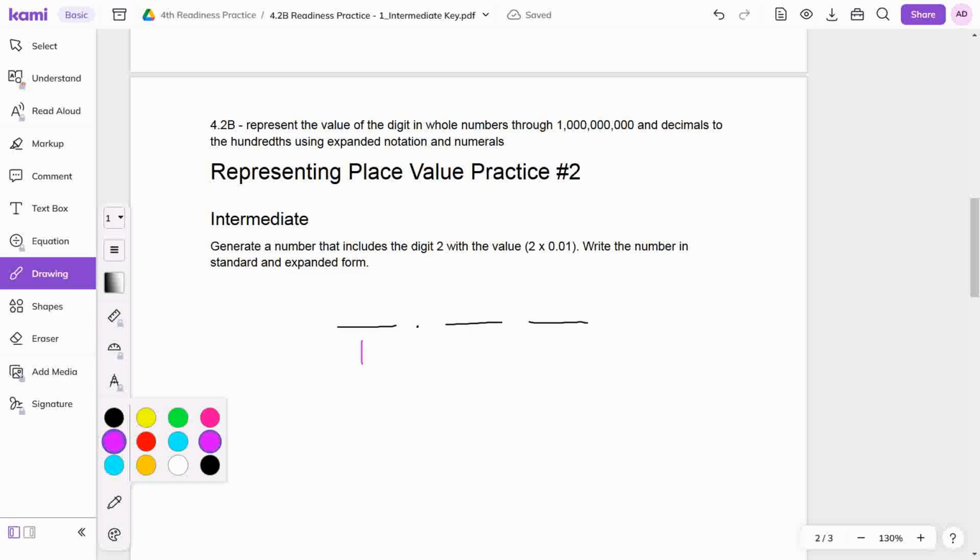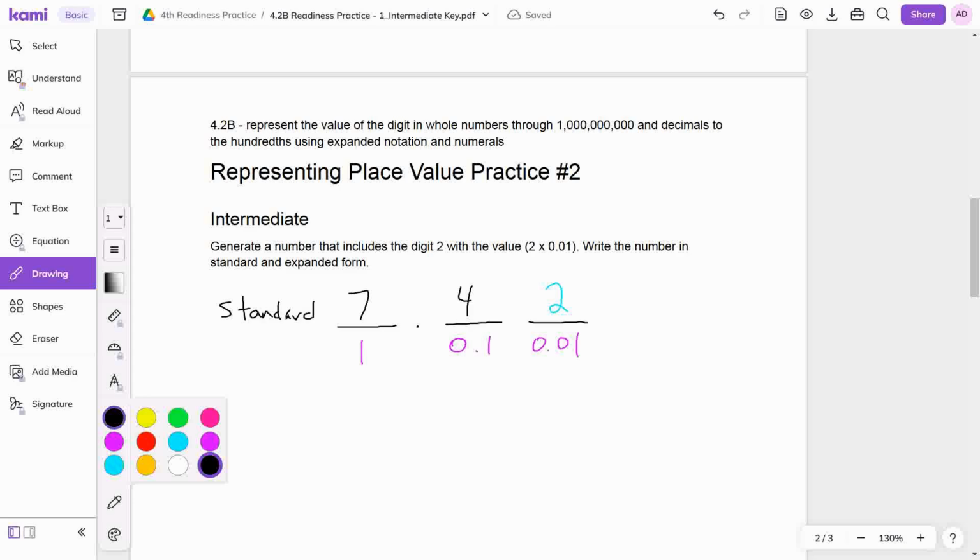So let's write our place value. That's 1. That's 1/10. That 0.01 is actually 1/100th. So that's where my 2 needs to be. So let me lock in my 2 right there. And then honestly, I can do anything else, right? So I can make that a 7, and I can make that a 4 if I want to. And so that would be my standard form.